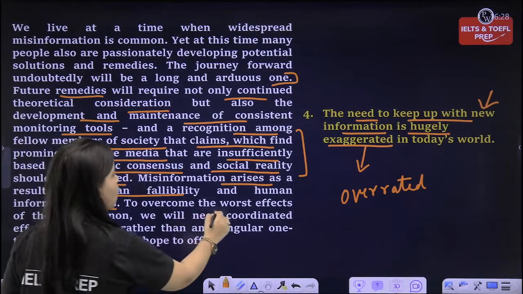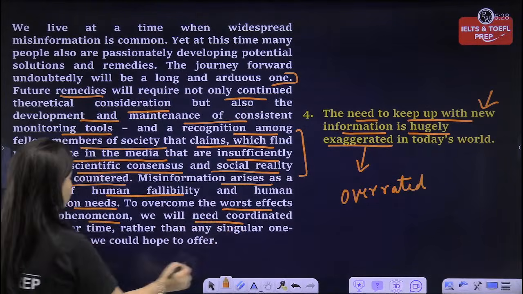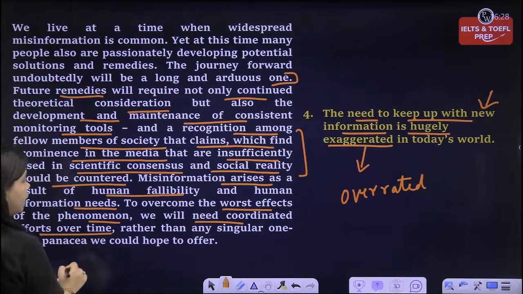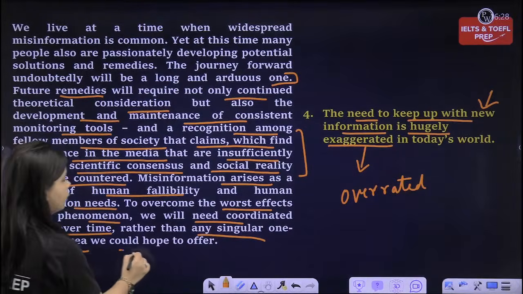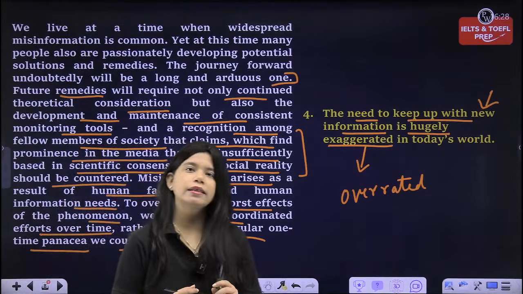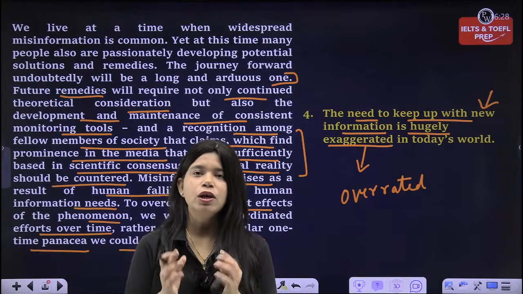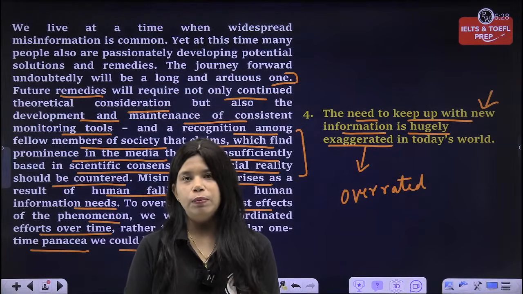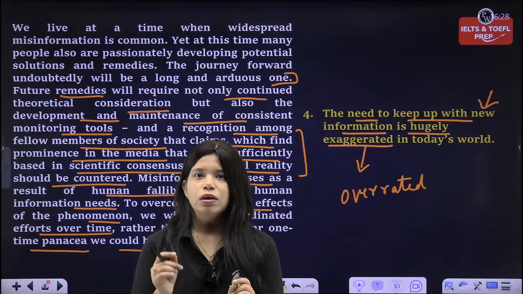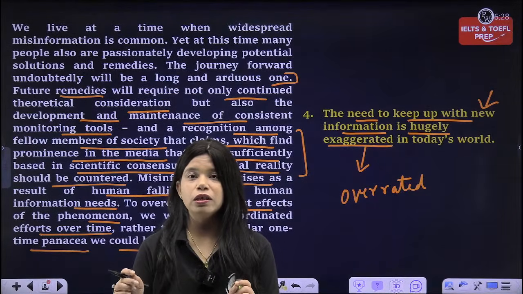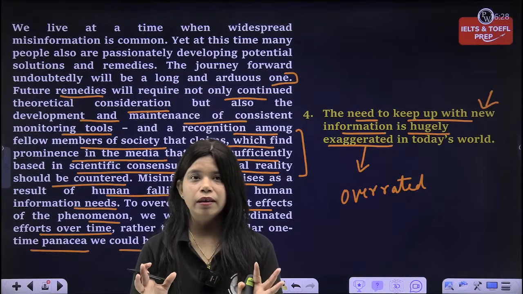Then they say to overcome the worst effects of the phenomenon, we will need coordinated efforts over time rather than any singular one time panacea we could hope to offer. So in the last sentence, they are saying that we need a lot of solutions as a complete package to deal with misinformation. Now tell me, are they saying that our need to get new information is hugely overrated? Are they saying any such thing? Yes or no?